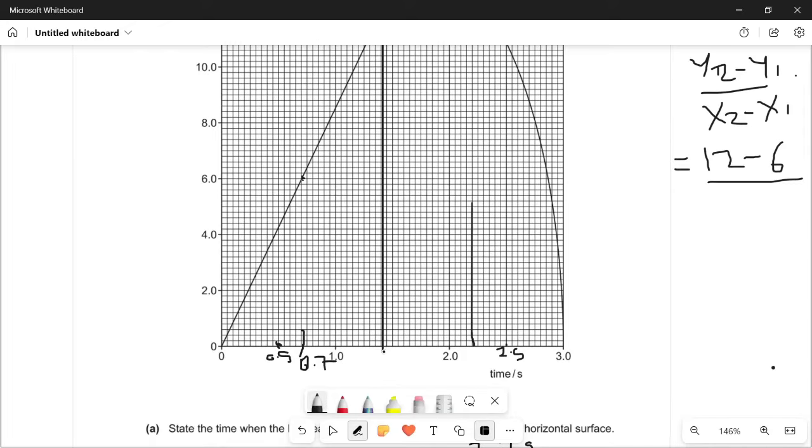This is the point. So from 1, it's 1, 2, 3, 4, 5, 6, 7, 8. So we can do 8 times 0.05 plus 1. That's going to be 1.4. So it's going to be 1.4 minus 0.7.